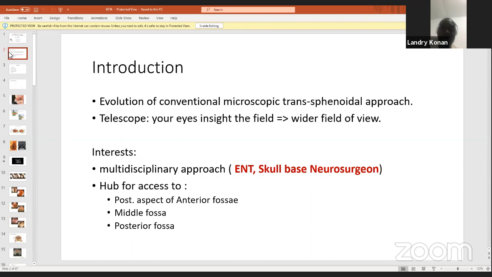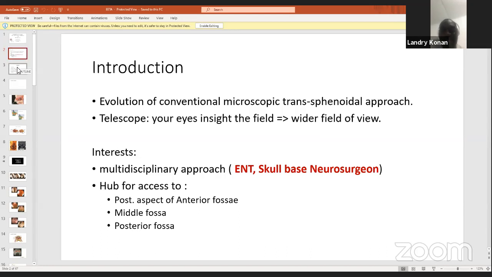And now people are using more and more the telescope, the endoscope. These endoscopes have the advantage of giving a panoramic view while you're doing your cases. The interest of this approach is that ENTs and skull-base neurosurgeons both perform it. There are many centers where they both work in the OR, where the ENT does the nasal phase, and the neurosurgeon gets in to do the sphenoid stage and onto the skull base.